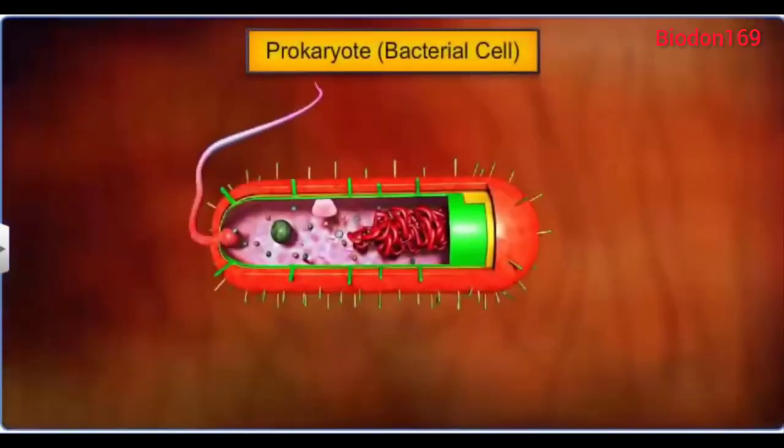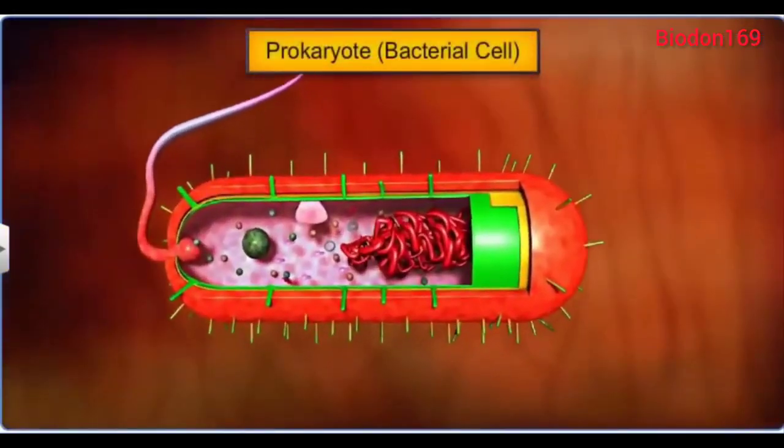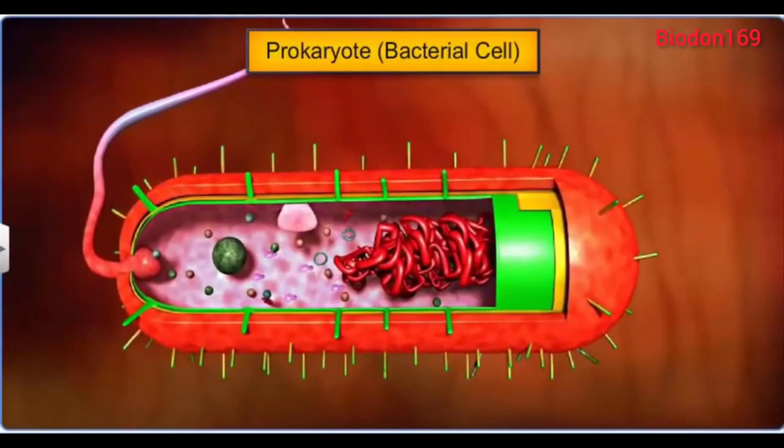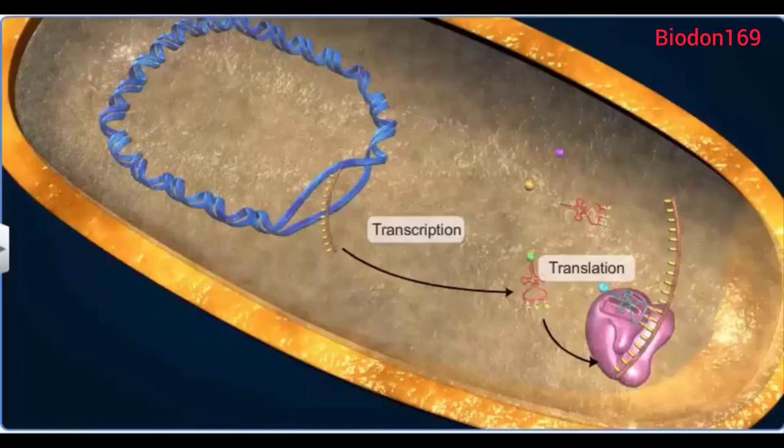Now let's learn how transcription takes place in prokaryotes such as bacteria. The prokaryotic cell does not have separations in terms of cytoplasm and nucleus. Therefore, both transcription and translation processes involved in protein synthesis can take place inside the prokaryotic cell at the same time.